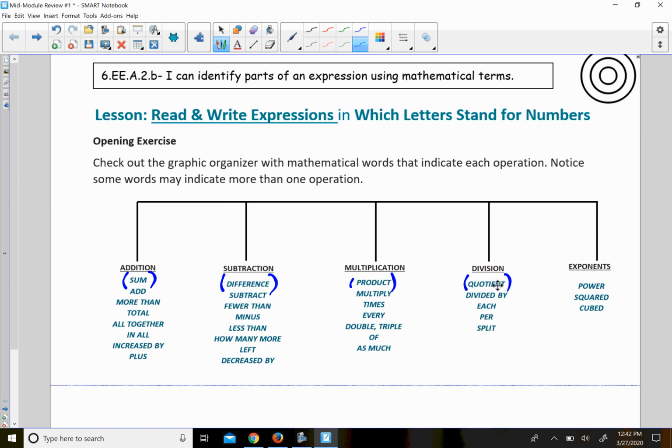So if I go back to addition: sum, add, more than, total, altogether, in all, increased by, and plus. You also have for subtraction: difference, subtract, fewer than, I'm going to star, minus, less than, I'm going to star, how many more, left, and decreased by. So again, I starred a couple of those. Anyone know why I starred a couple of those? Yeah, that's right. Those are subtraction switcheroos, and there's two more switcheroos.